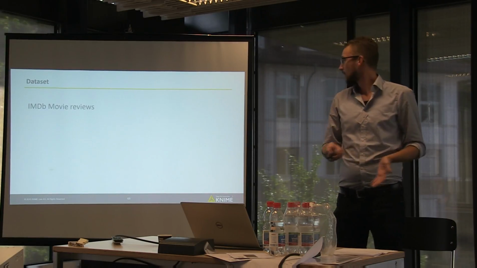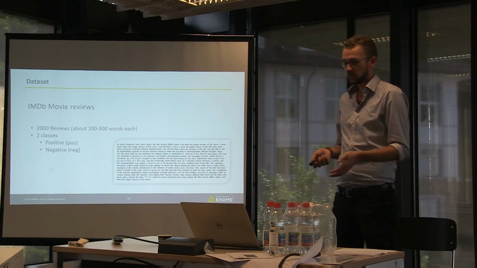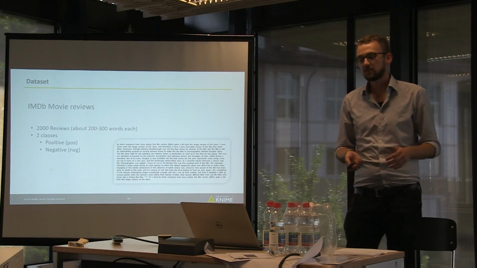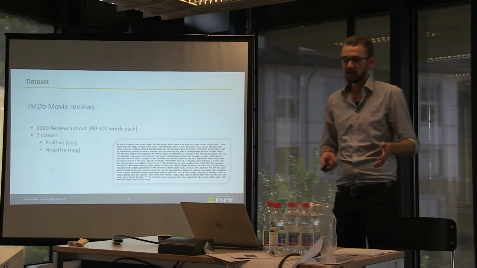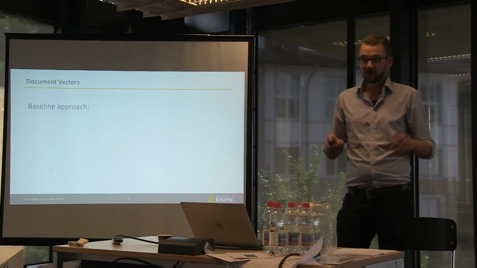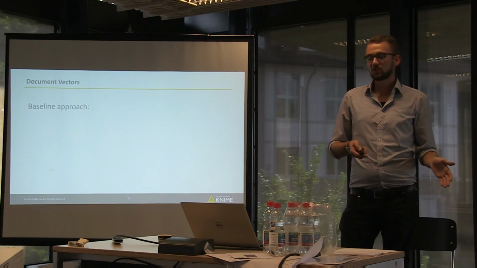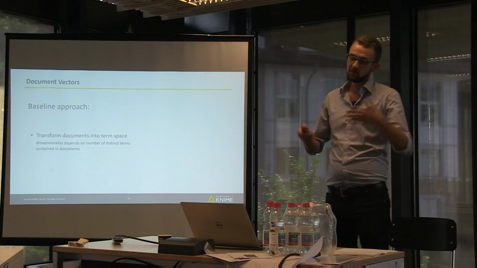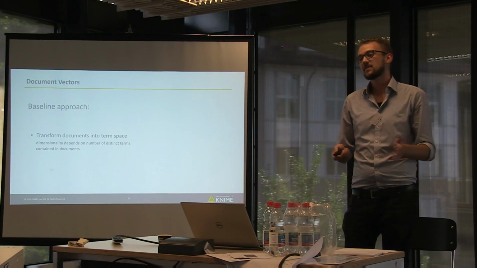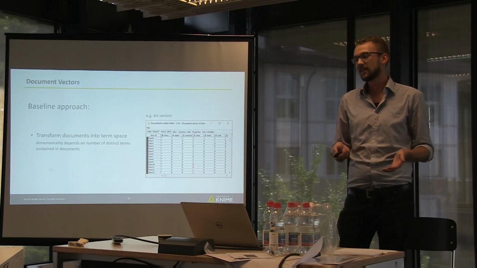As data set, we have 2,000 reviews, which each have about 200 to 300 words, and we have two classes, so we have positive and negative reviews. Then the baseline approach to create the vector representation would be, for example, to transform the documents into term space, which would look like this, so maybe to create bit vectors.